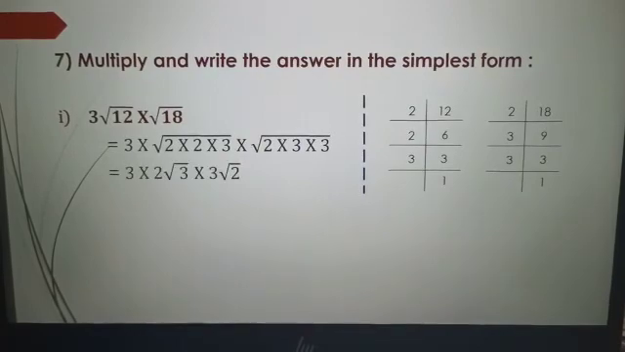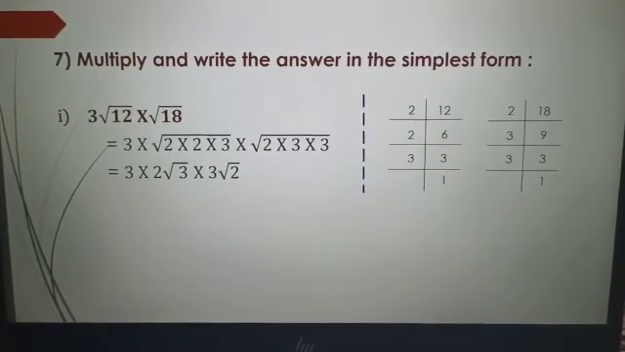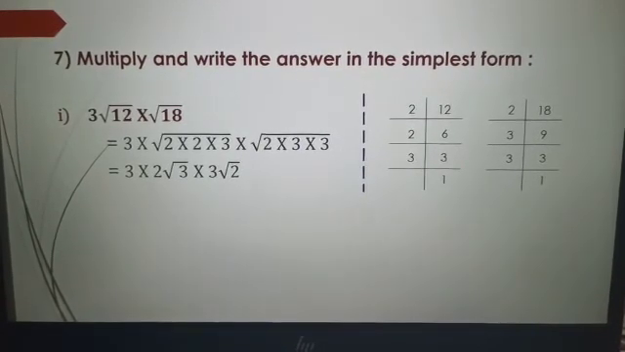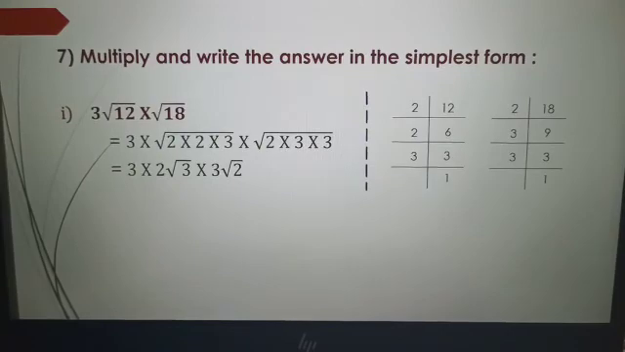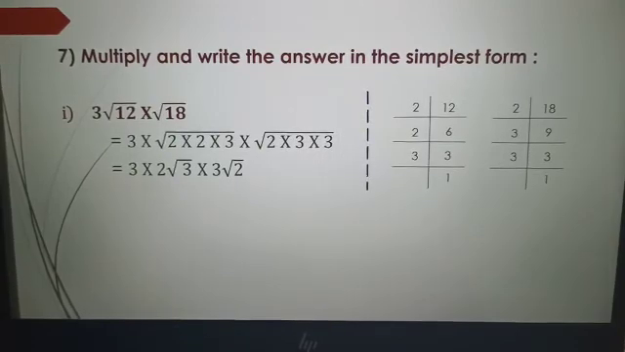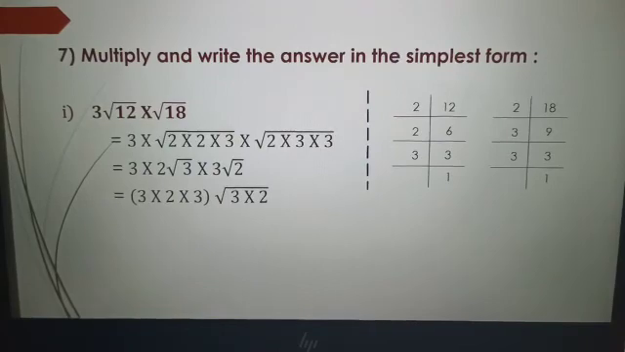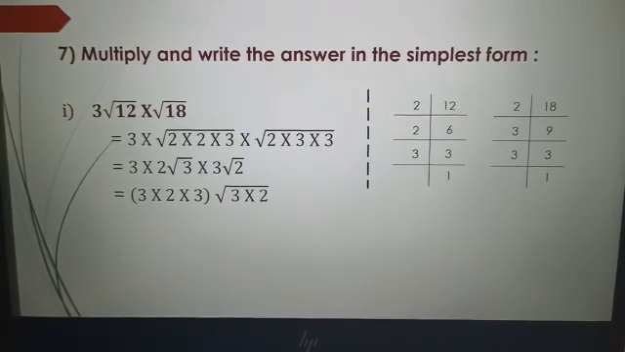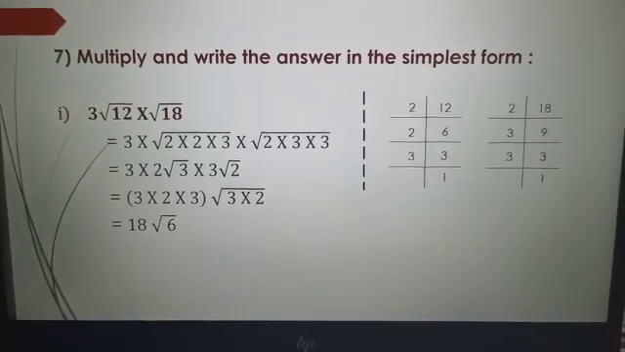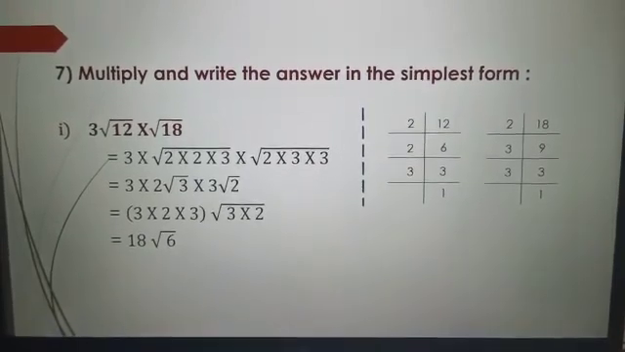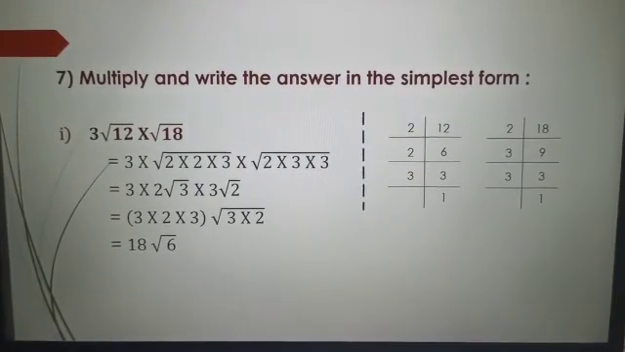So now 3 into 2 square root of 3 into 3 square root of 2. Here first we have to multiply all the numbers and then we have to multiply all the radicands. So that is 3 into 2 into 3. And next one is 3 into 2. Here 3 2s are 6, 6 3s are 18. And next is 3 into 2 is 6. So that is square root of 6.